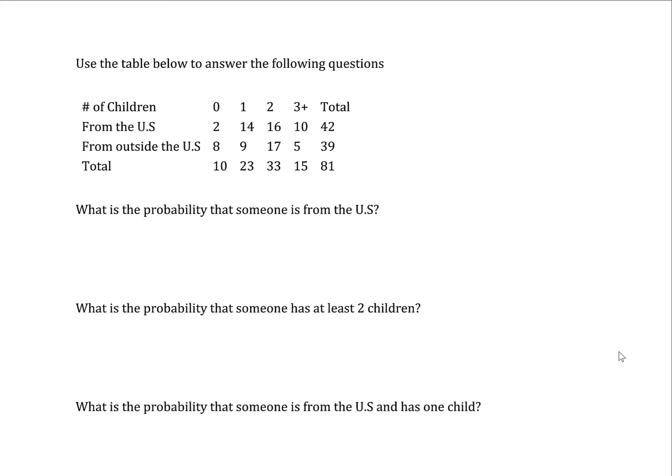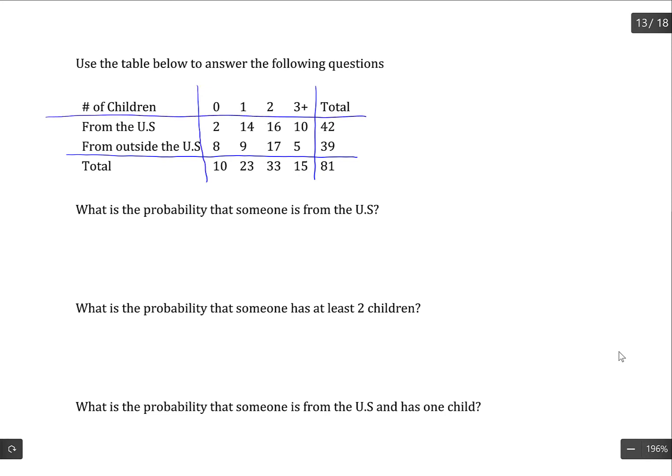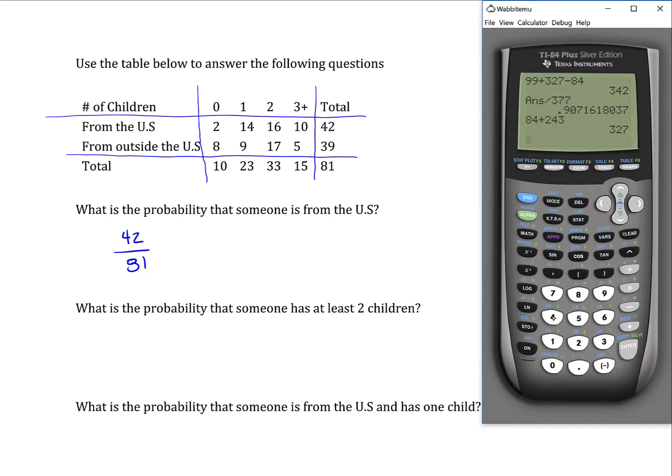Use the table below to answer the following questions. What is the probability that someone is from the US? Well, out of this group, if I separate out the total columns, make it a little bit more readable of a table here. The total number of people listed from the United States is 42, and there's 81 individuals in this study altogether. So 42 over 81, that's 0.519.